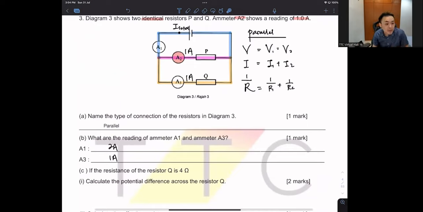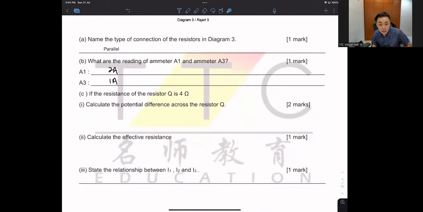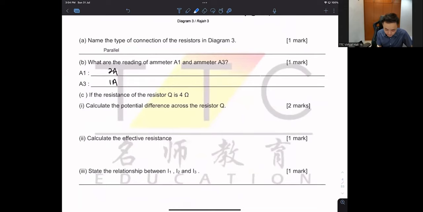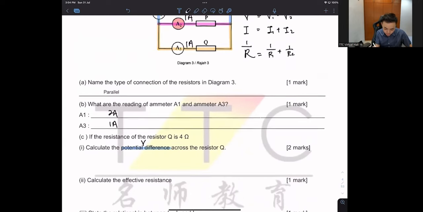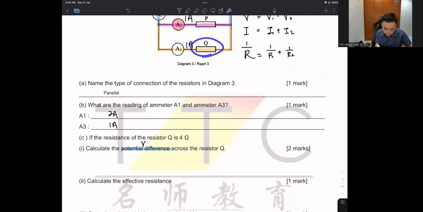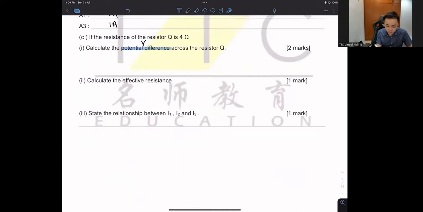Now, next one. If the resistor Q is 4 ohms, calculate the potential difference across Q, right? They want the potential difference, which is what? Voltage. How do you do that? Resistance of Q is 4 ohms. You have current, you have resistance. Can you find voltage? Easy, right?